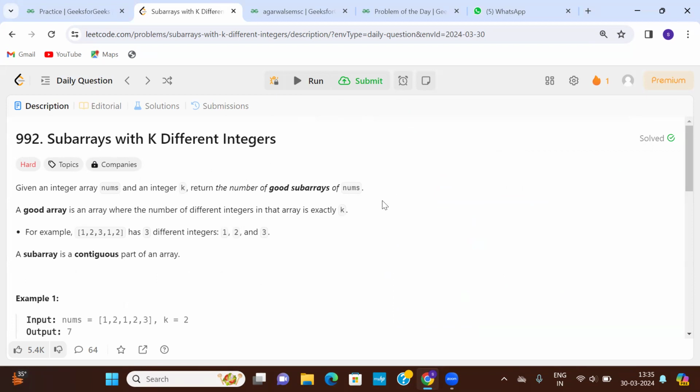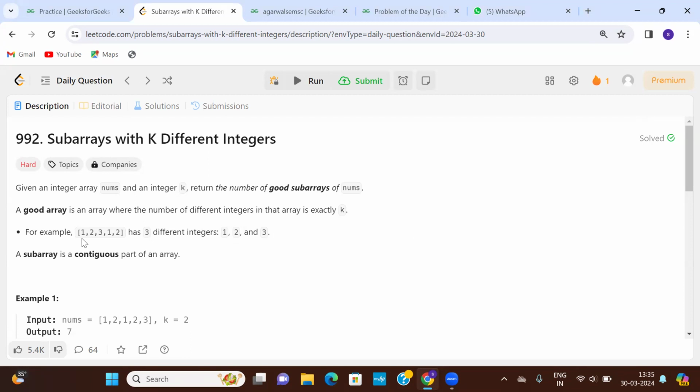So what do we mean by good subarrays? The definition is: a good subarray is an array where the number of different integers in that particular subarray is exactly k. It means the number of different integers present in that particular subarray is k. So that subarray will be referred to as a good subarray.